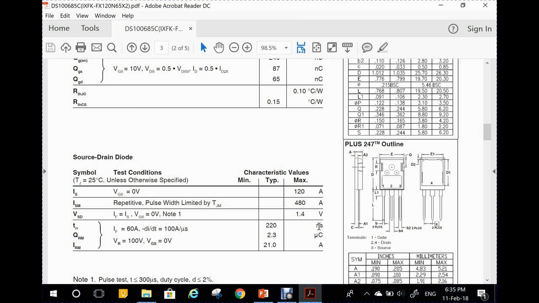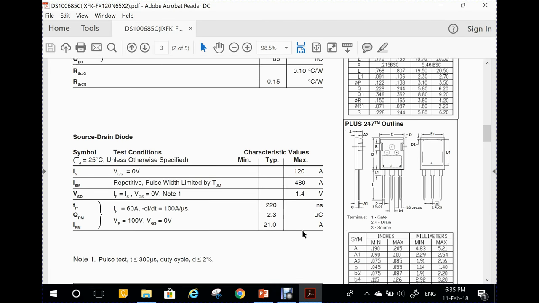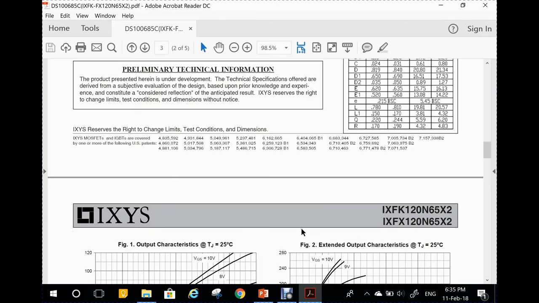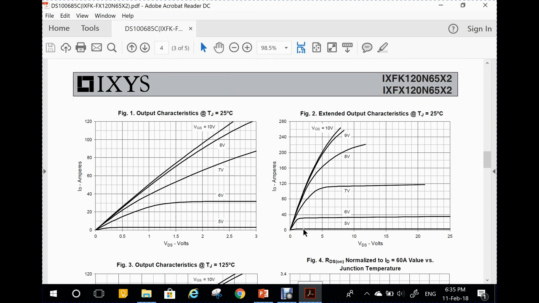And now what I'm going to do, I'm going to go over the plots, the graphs, the figures that are also provided typically in a datasheet, and to see what they mean and how we can use them. I'll go through them maybe quicker now.